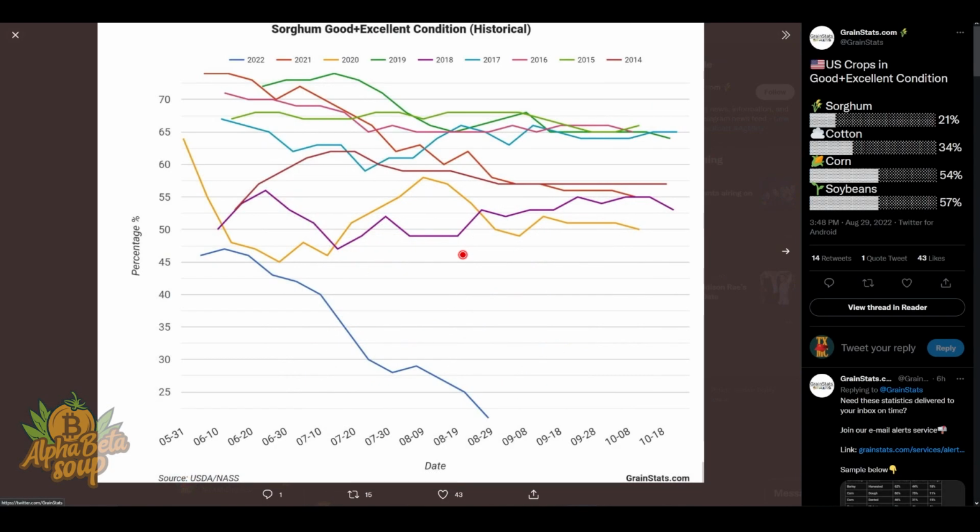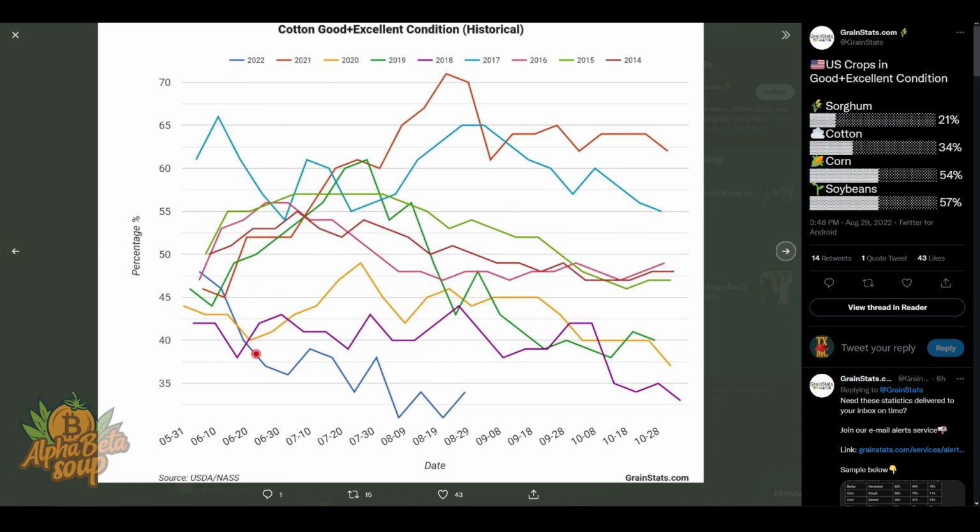Each of these charts represents good to excellent condition historically year over year for each of these four items. Now, this dark blue line is 2022. This is the sorghum good to excellent condition percentage from May to now for this year compared to all years prior. Look at that. Here's a look at cotton. Here's 2022, this blue line down here. Look at that, below all previous years on this series.